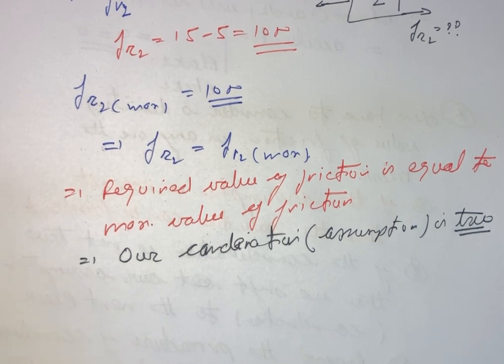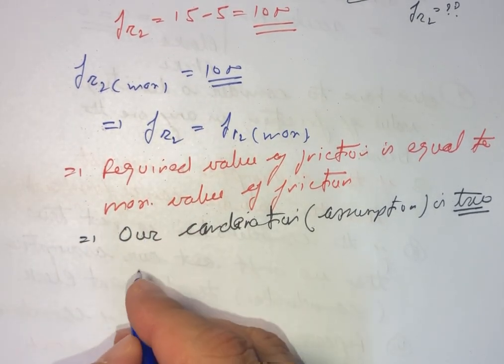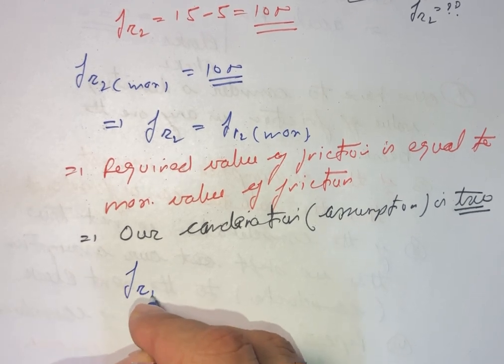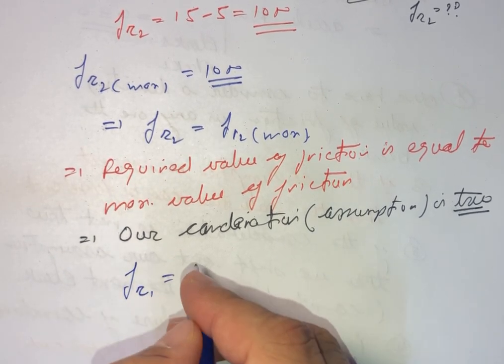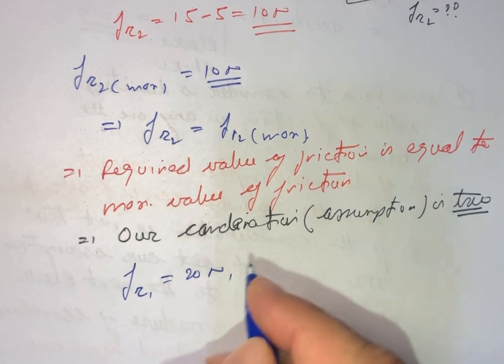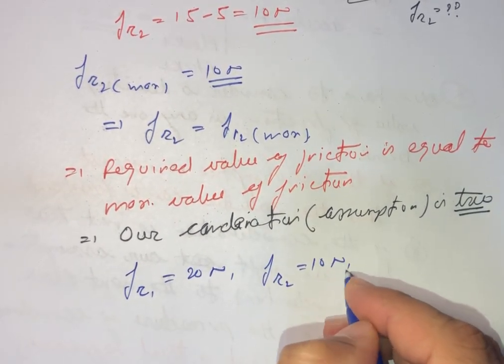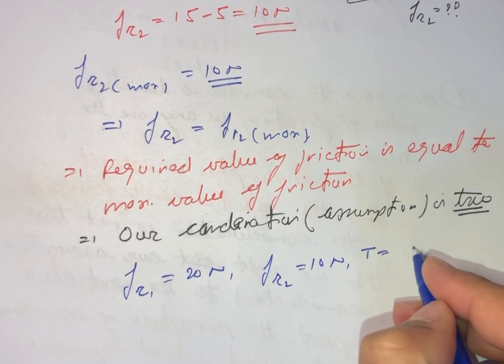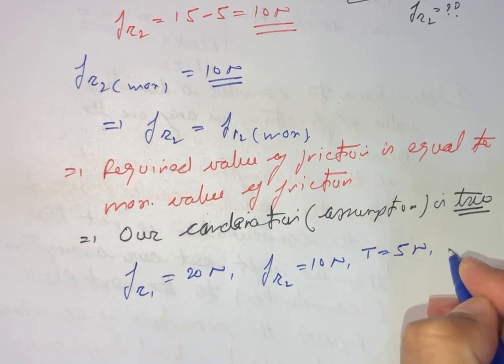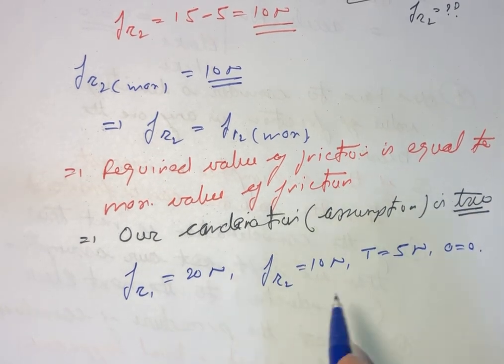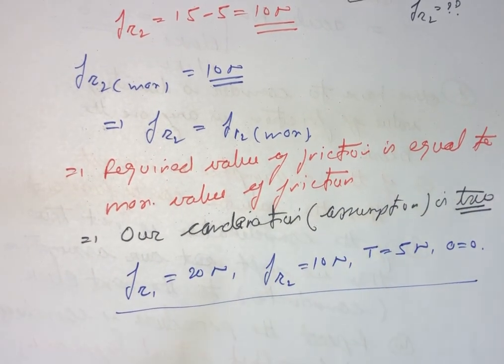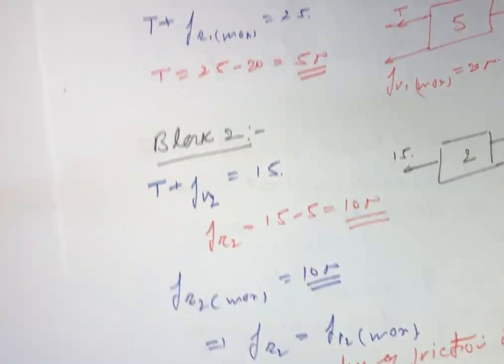Therefore, we can say that Fr1, the friction force at block number 1, will be 20 Newton, and Fr2 will be 10 Newton. Tension T will be 5 Newton, and acceleration will be equal to 0. So this completes our first part, the A part. Next we take the B part.